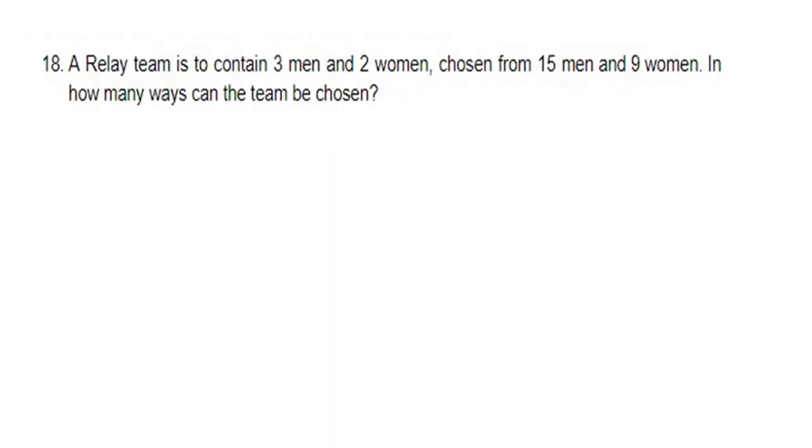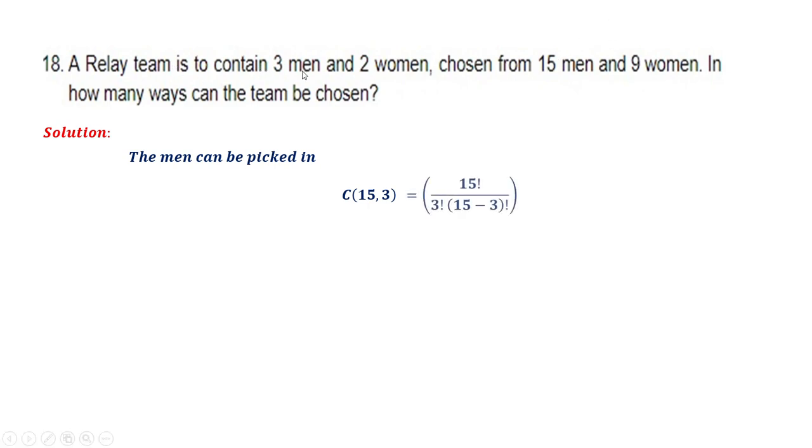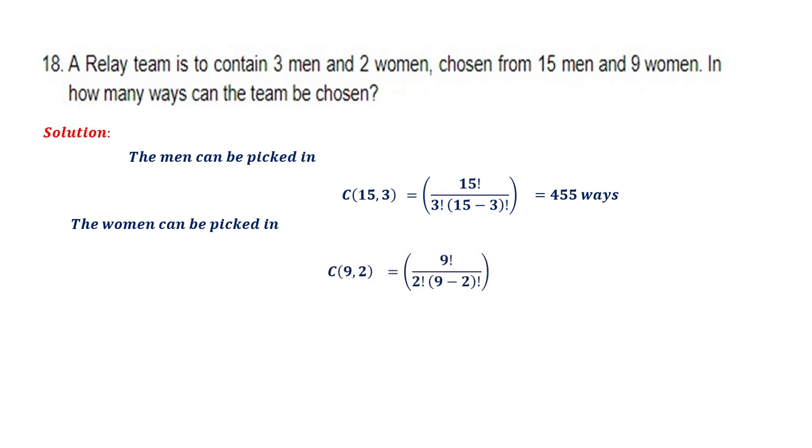A relay team is to contain 3 men and 2 women chosen from 15 men and 9 women. In how many ways can the team be chosen? The men can be picked in 15 and 3, di ba? So we have 15 factorial over 3 factorial multiplied by (15 minus 3) factorial. So we have 455 ways. Yung babae naman, or women, we have 2 and 9. So 9 factorial over 2 factorial times (9 minus 2) factorial. So we have 36 ways.